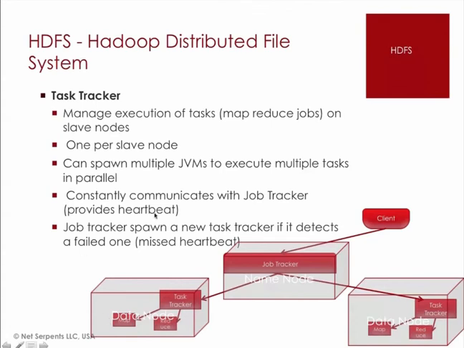So the task tracker communicates with the job tracker and provides a heartbeat, which means it will keep sending the job tracker the information that it's alive, it's not dead, it's working, right? So it's called a heartbeat. And the job tracker spawns a new task tracker if it detects a failed one or a missed heartbeat. If it finds for a single instance that it didn't hear from the task tracker, it'll assume the task tracker is dead, it'll cut off, and it'll start the same process on another node.